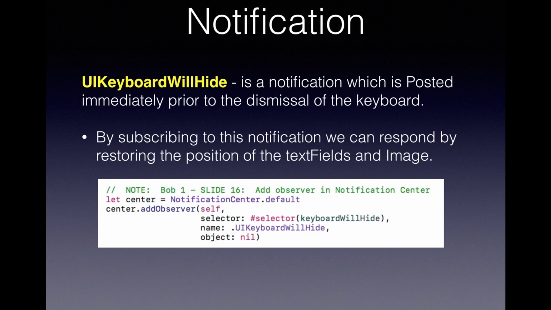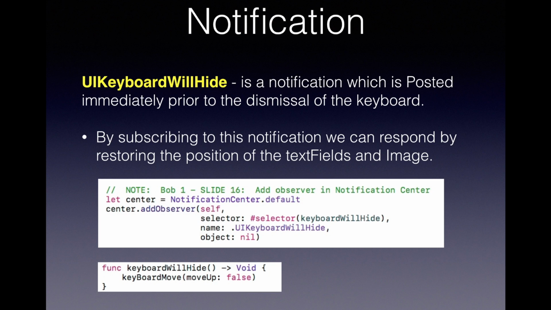So we can do this way. We can subscribe to the notification center, and we want to observe when the keyboard will be hidden. So whenever the keyboard hides, we'll be notified about it. And when we're notified about it, we can then execute a keyboardWillHide function, which will then call the keyboardMove function that we wrote earlier. So this gives us a very clear path to controlling when the keyboard will hide.